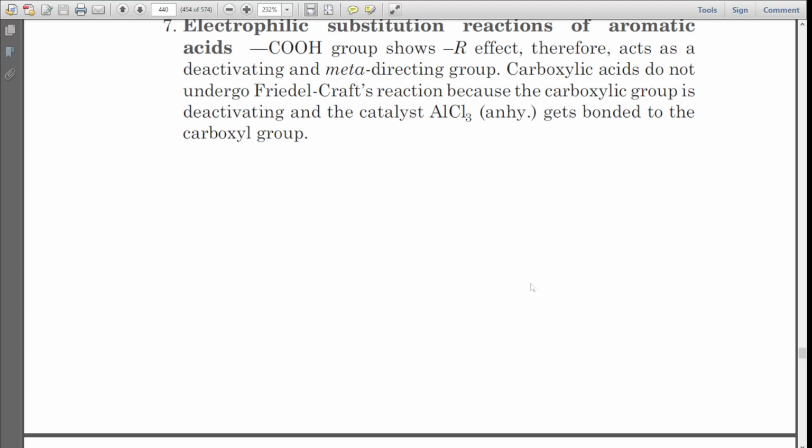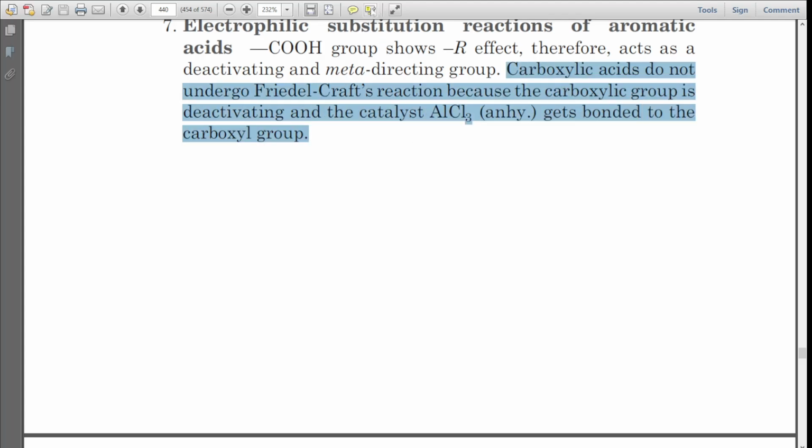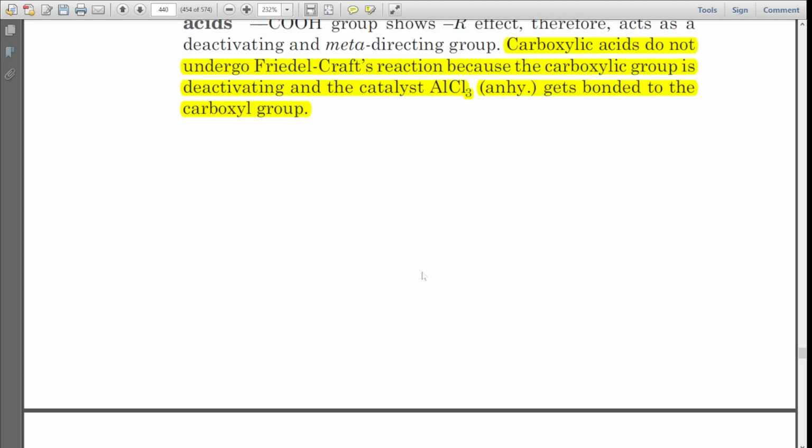Now electrophilic substitution reaction of aromatic acid. Carboxylic acid shows a negative resonance effect, therefore it is deactivating and always behaves as a meta-directing species, and it does not undergo Friedel-Crafts reactions because carboxylic acid is deactivating, and the catalyst, a Lewis acid such as AlCl3, gets bonded to the carboxylic group only and cannot serve its purpose of formation of an electrophile. This is a reasoning-based question and can come in your examination, so kindly highlight the reason and remember: why can't carboxylic acids undergo Friedel-Crafts reactions?